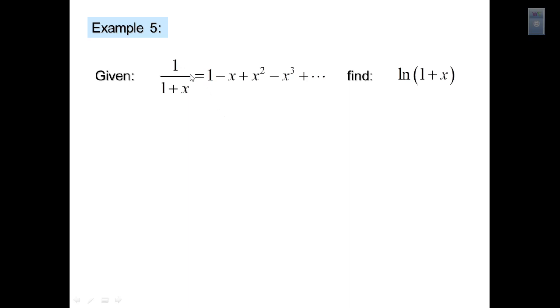All right, so let's say we're still given the series 1 over 1 plus x, which is equal to this here, and we want to find what the natural log of 1 plus x is. Well, using this, how do we go about getting the natural log? If we wanted to take 1 over 1 plus x and do some operation where we would actually get the natural log of 1 plus x out of it, we would do integration.